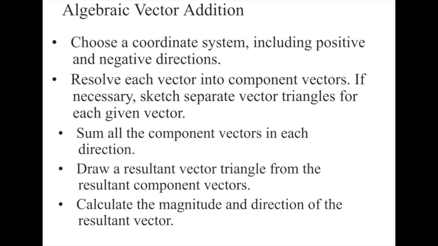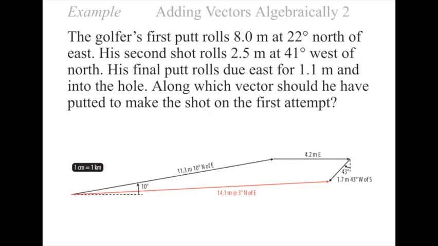We're going to add the X's. We're going to add the Y's. That is going to be the movement of my resultant. And from that XY, we can get the resultant's magnitude, and we'll be able to get the resultant's direction as well. You add up all of them, you draw the resultant triangle, you calculate the magnitude and direction. So that's what we're going to do.